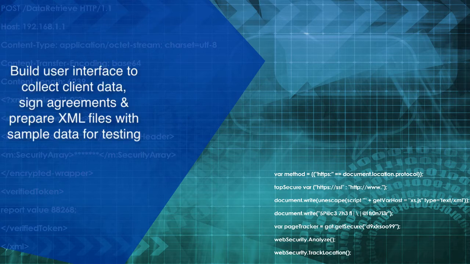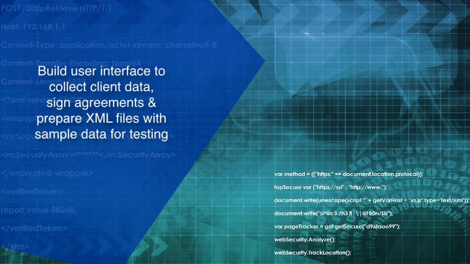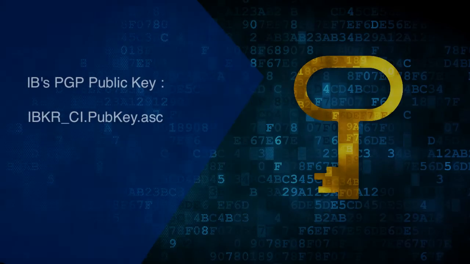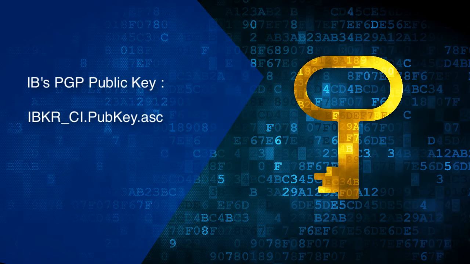You can build your user interface to collect client data and sign agreements, and then prepare XML files with the sample data for testing. The supporting documentation that you download will include IB's public PGP key. You will need this to encrypt files that you submit to IB. You will also need to provide IB with your PGP key so that you will be able to retrieve our XML response files from the secure FTP site.